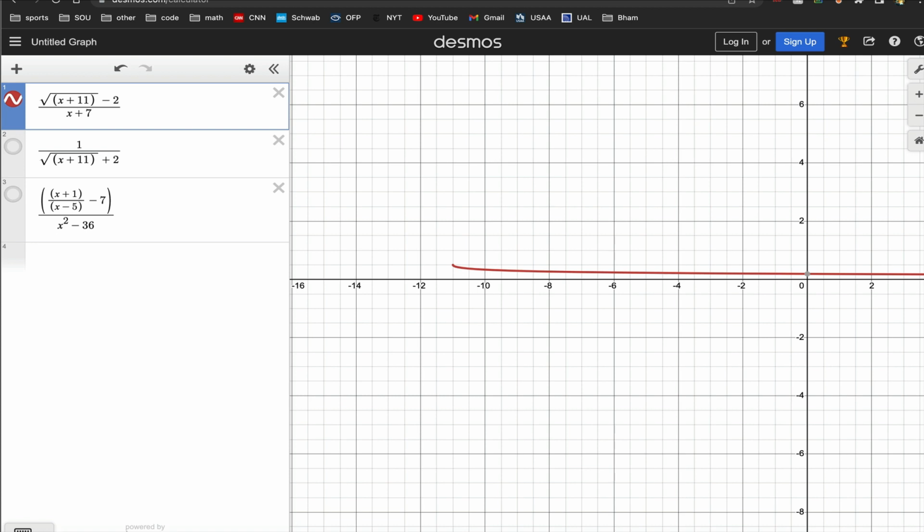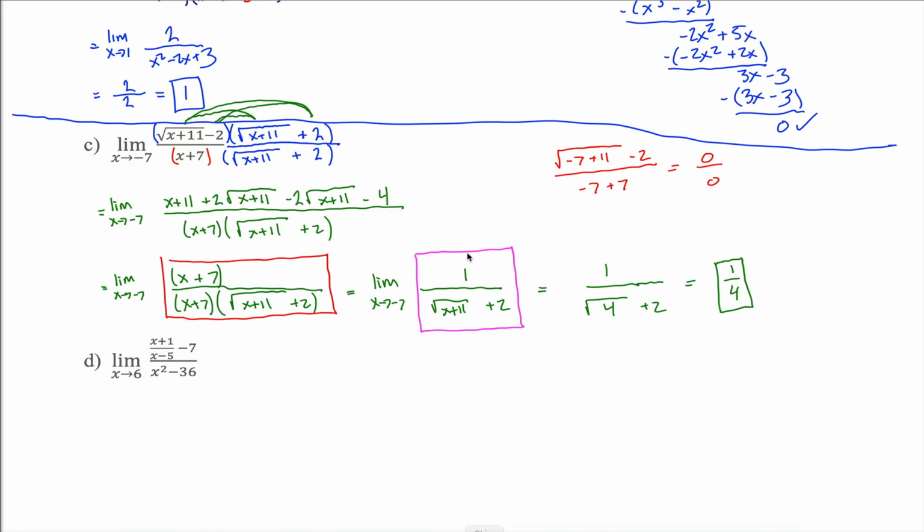The other comment that I want to make is, what I have written right below here, 1 over the square root of x plus 11 plus 2, is what we have down here. I claim that this expression is not the same as this original expression, but it's very similar.